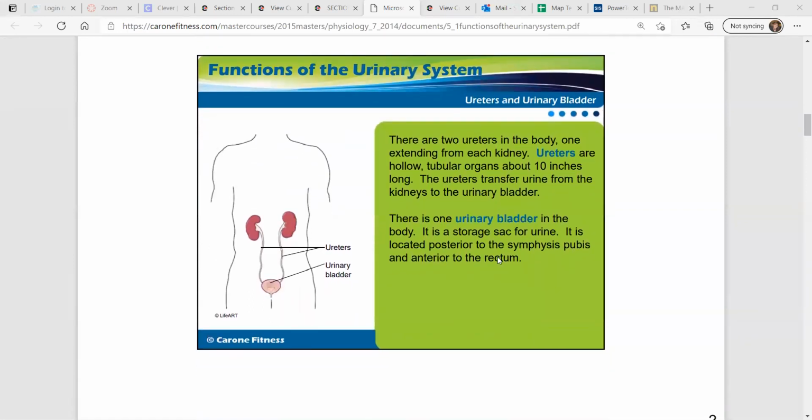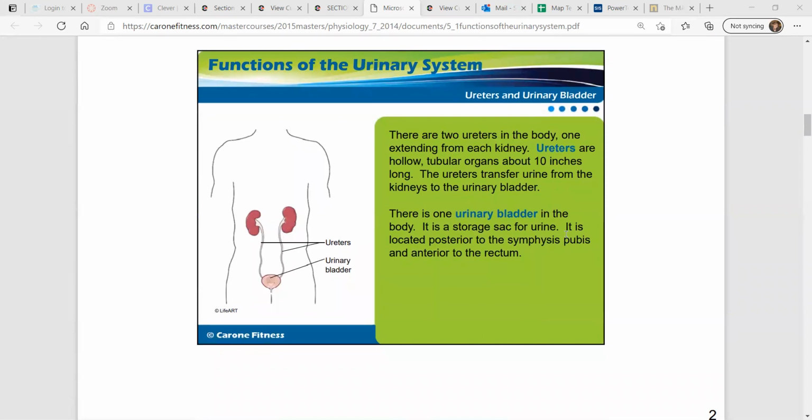There are two ureters in the body, one extending from each kidney. Ureters are hollow tubular organs about 10 inches long. The ureters transfer urine from the kidneys to the urinary bladder. There is one urinary bladder in the body, and it is a storage sac for urine. It is located posterior to the symphysis pubis and anterior to the rectum. So it's behind this symphysis pubis and in front of the rectum.